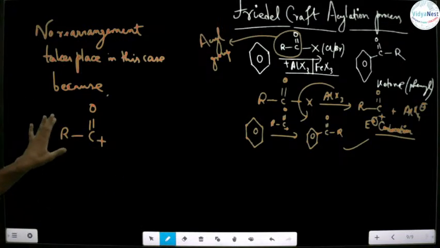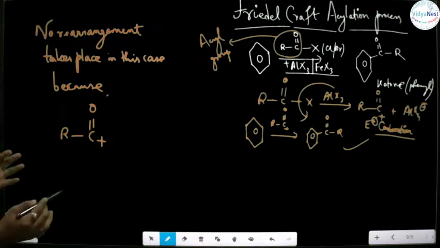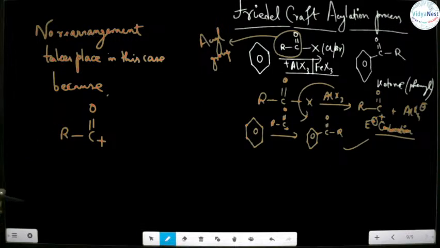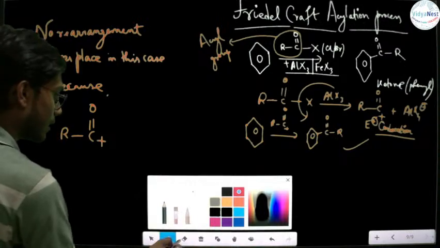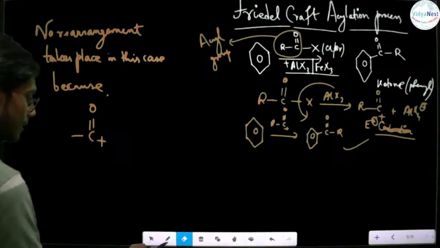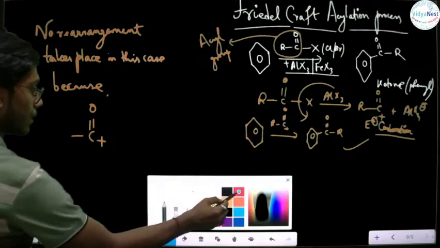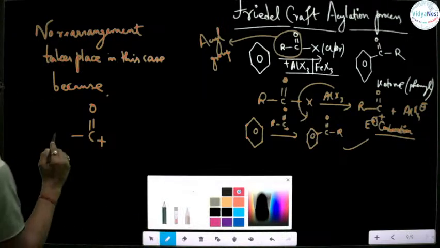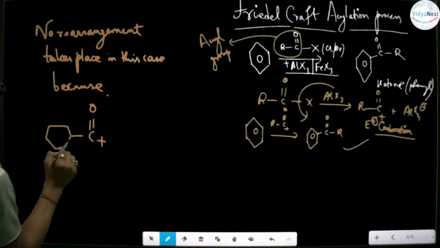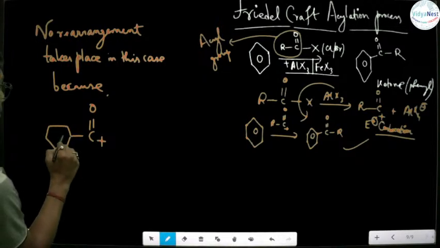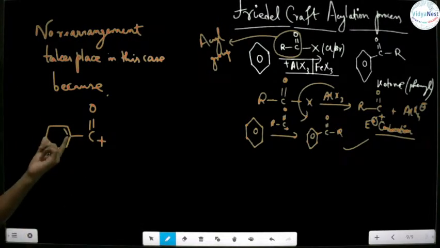Now suppose this R is something where we can resonate or we can form any rearrangement. If we have to resonate, suppose this was another conjugated thing, let's take it as anything like this. Suppose there's a ring, so we have a pi bond over here. So can this rearrange? No, it will not rearrange.